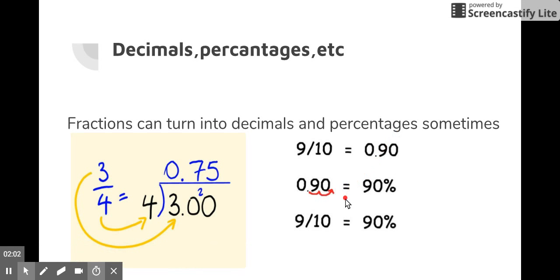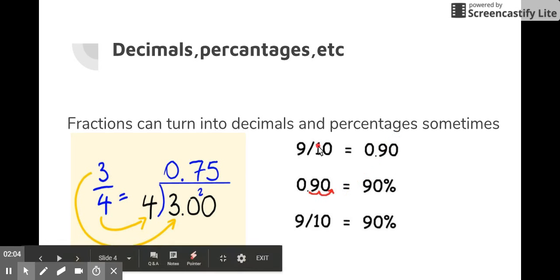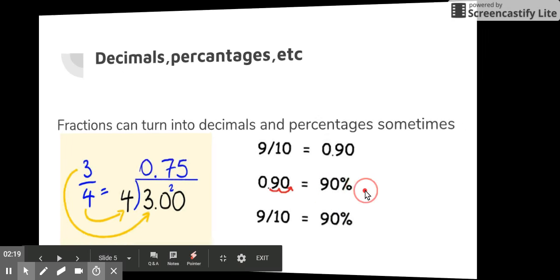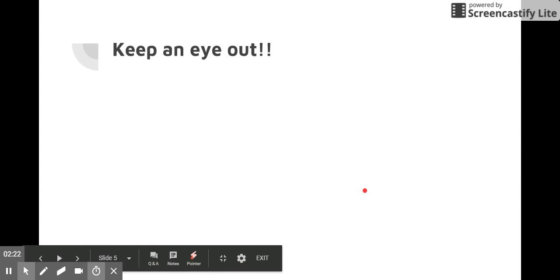And then we have percentages. So 9 over 10 equals 0.90. Well, that's a decimal. But then we have that 0.90 equals 90%. See? So in the end, you can say 9/10 equals 90%. You get it? So let's move on.